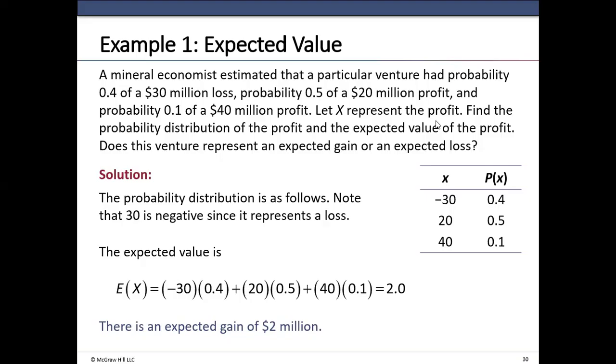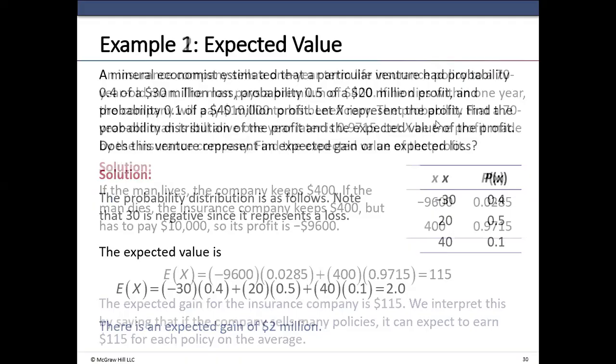We want to find out what is the expected value, that is the mean. So stat, calc, 1, where stats list is L1, frequency list is L2, calculate. And the mean is 2, or $2 million, because everything is in millions here. That is the expected gain.